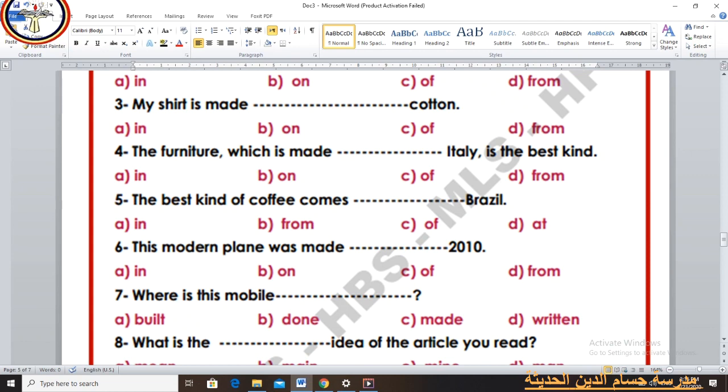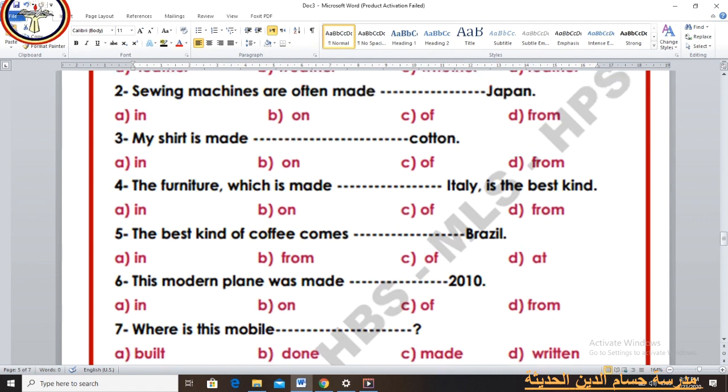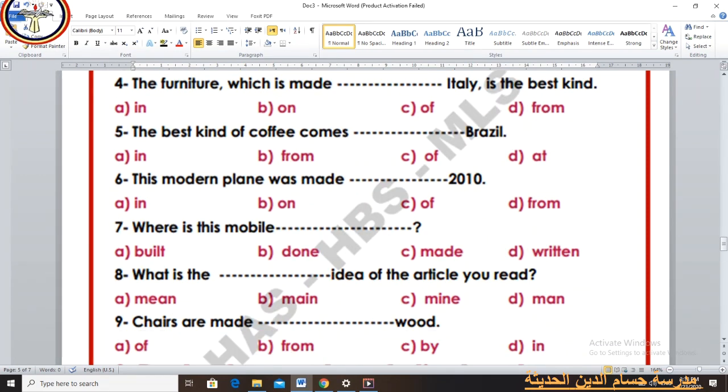In, on, of, from? Yes, my shirt is made of cotton. Excellent, Ahmad. Number 4: The furniture which is made blank Italy is the best kind. Yes, Doha. Very good. In Italy. Number 4 is in.